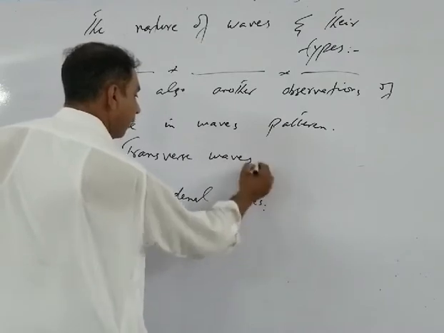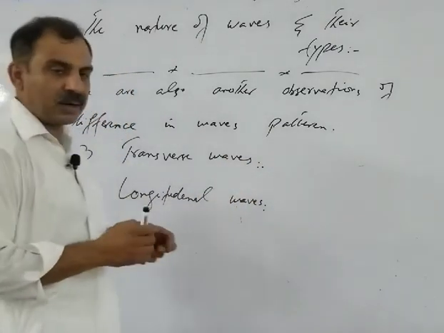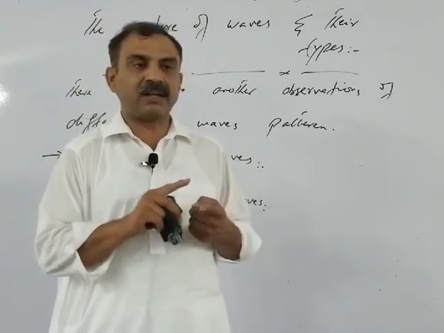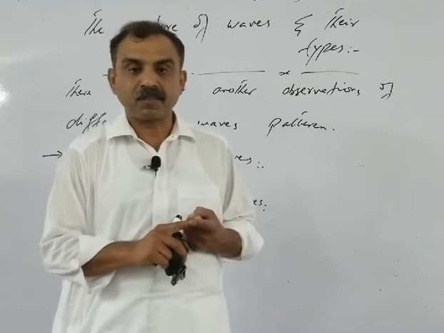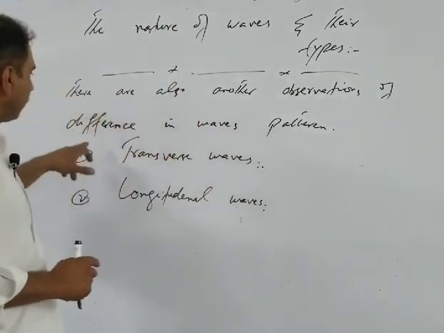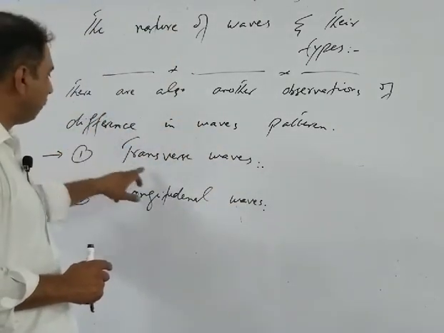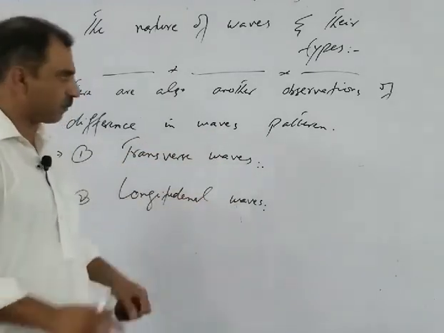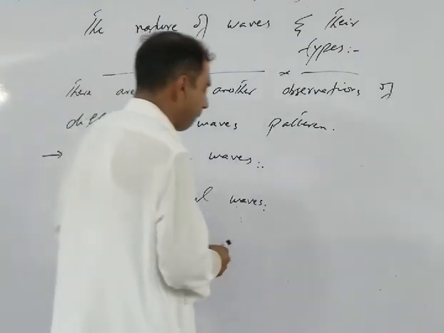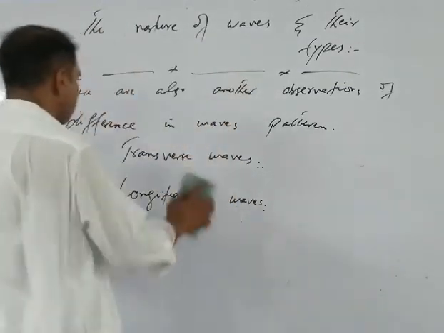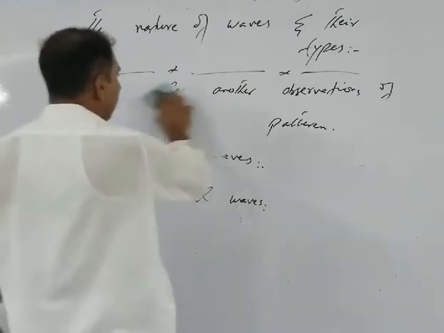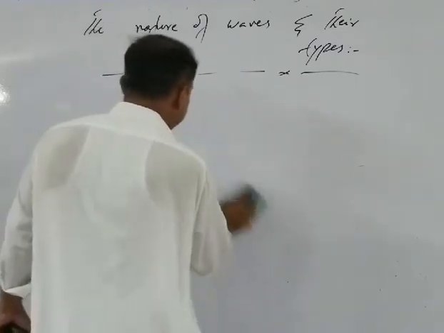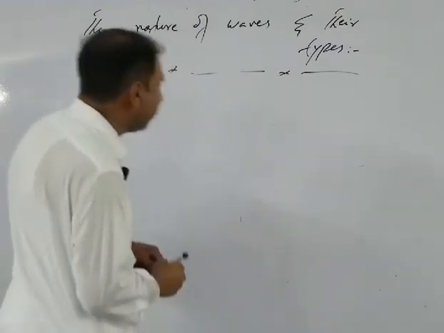We already discussed that there are two types of waves. One are mechanical waves and other are electromagnetic waves. It is another observation of the difference in the waves pattern. Number one, transverse waves. Number two, longitudinal waves. So now we explain separately these two different patterns.